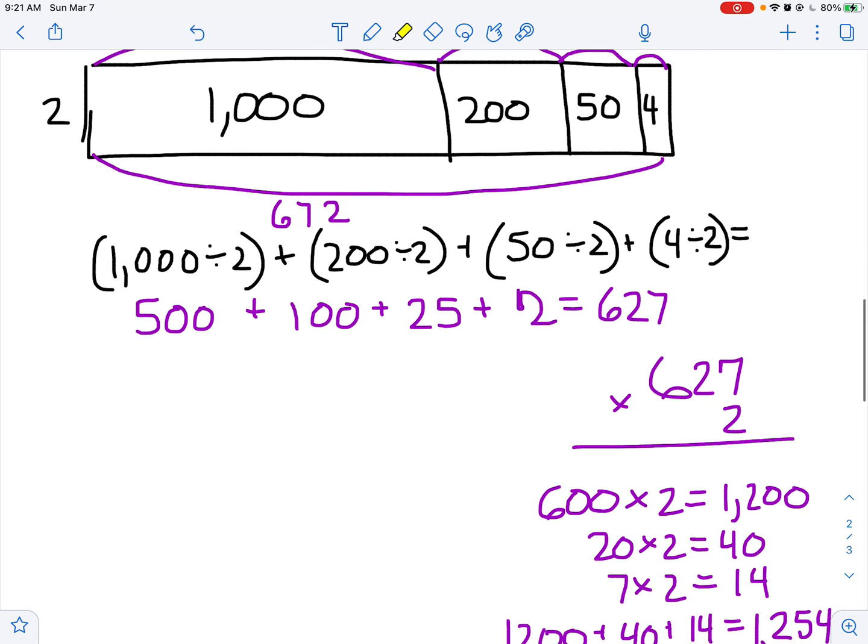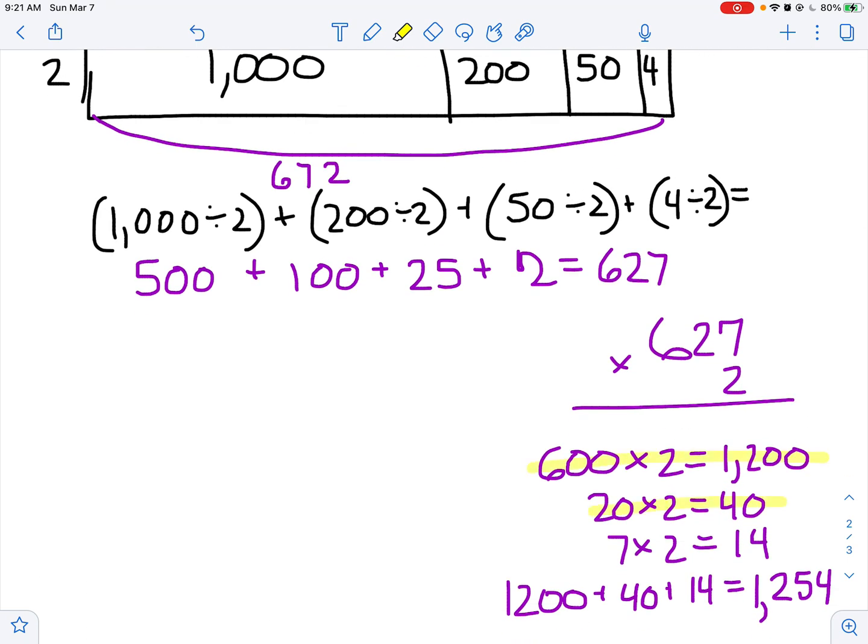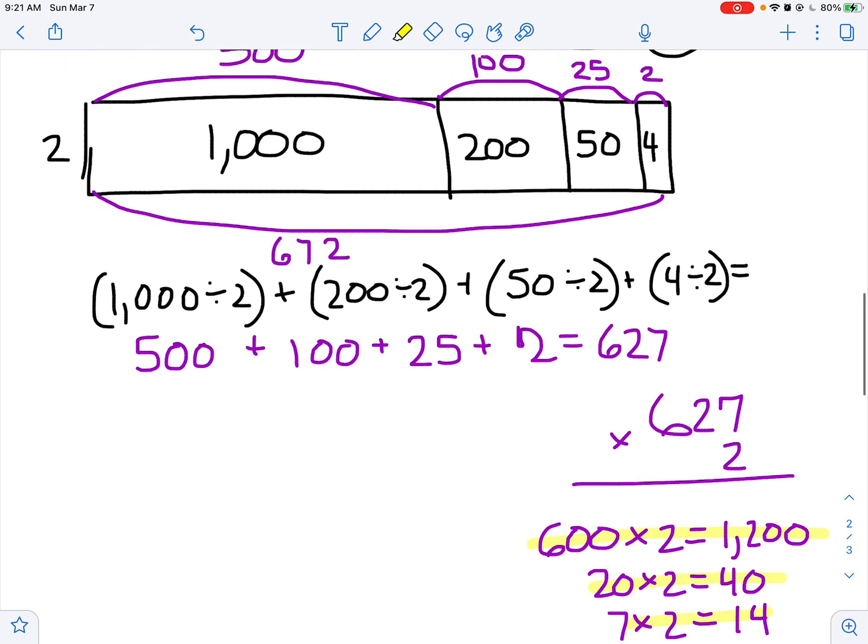Now notice in this one, I got the correct dividend, right? But my partial products don't quite look exactly the same as my partial quotients. So just recognize that, okay? Because what we did is rather than breaking the 600 up into a 500 and a 100, I just did it all in one, right?